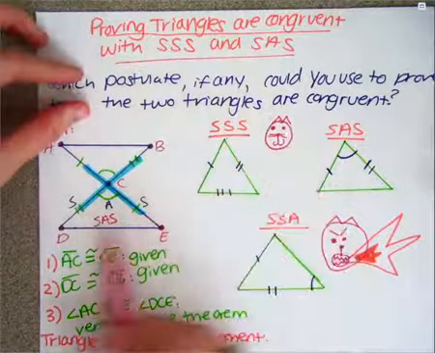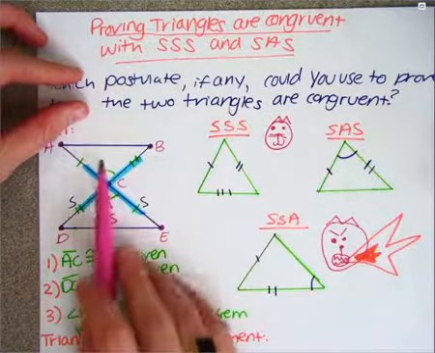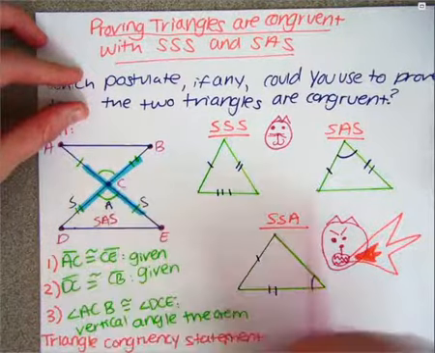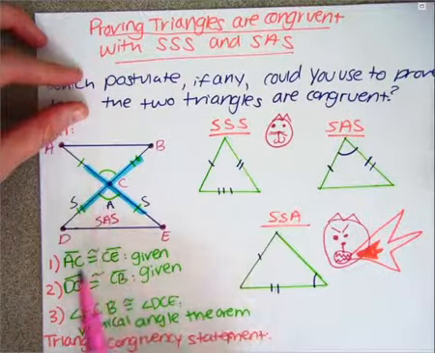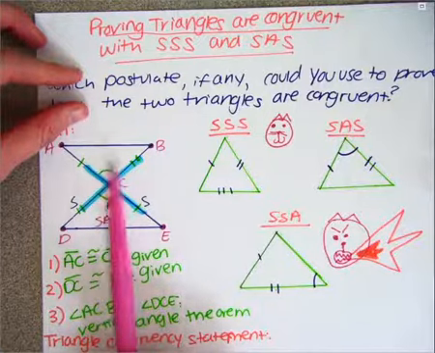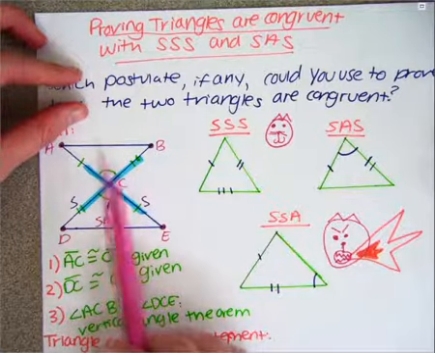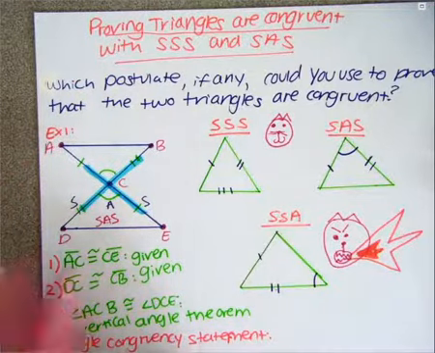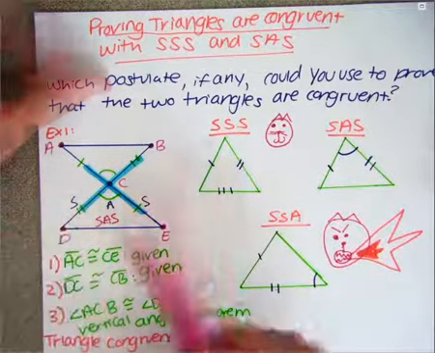Because if this one has SAS, this triangle needs to be marked in the same way. If it is not marked in the same way, then the 2 triangles are not congruent to each other. So I need another SAS. If it's not SAS, then these 2 are not congruent. So I really hope it's SAS, because if it's not, it's going to be really sad. But anyway, so let's see here.